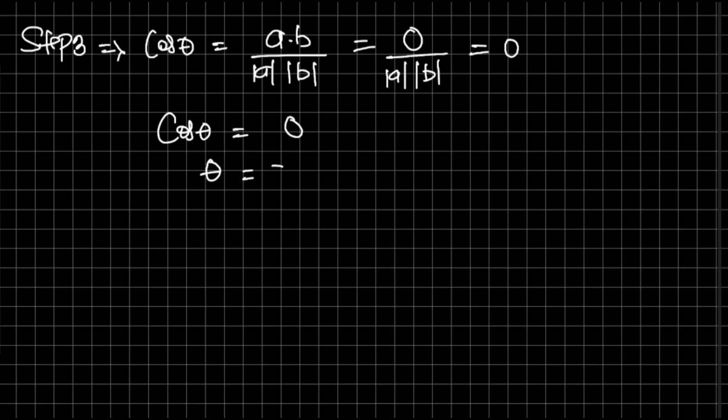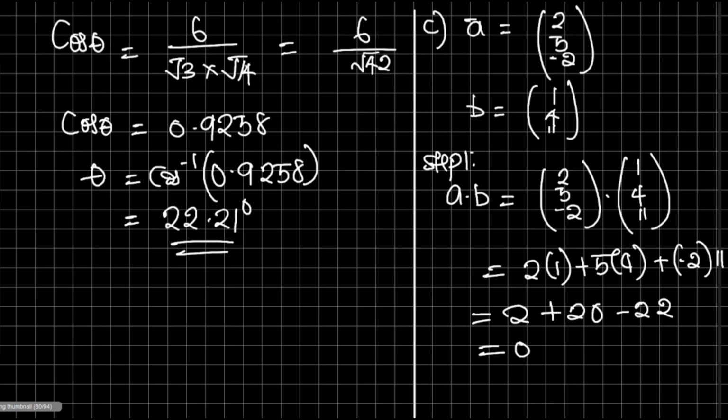So theta equals cos inverse of 0, and cos inverse of 0 is what? Cos inverse of 0 is 90 degrees, right? So the angle between them is 90 degrees. So you can see how you can skip steps when you have a 0 or the other one, which is 1. Okay, so the answer is 90 degrees.